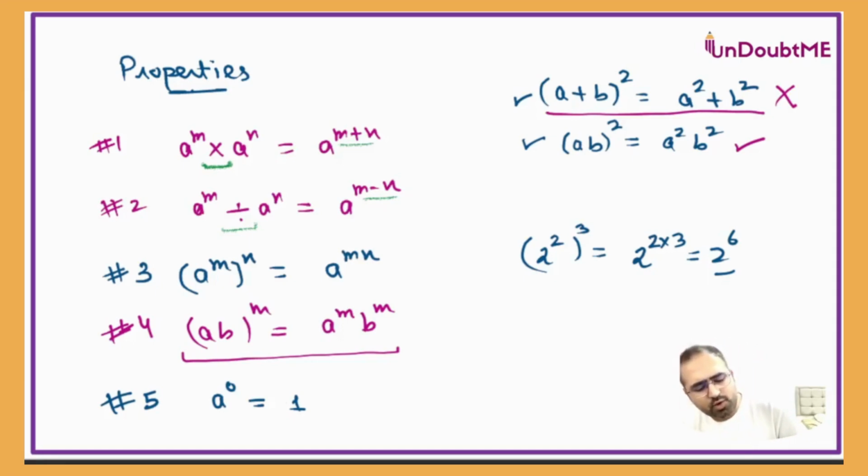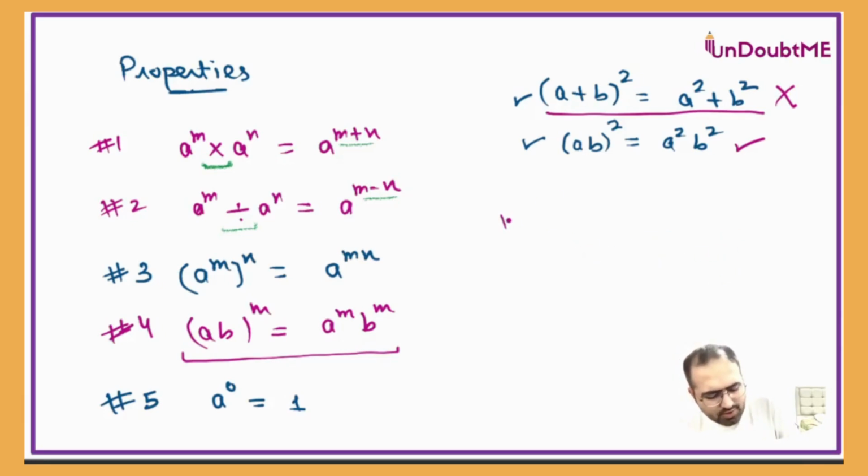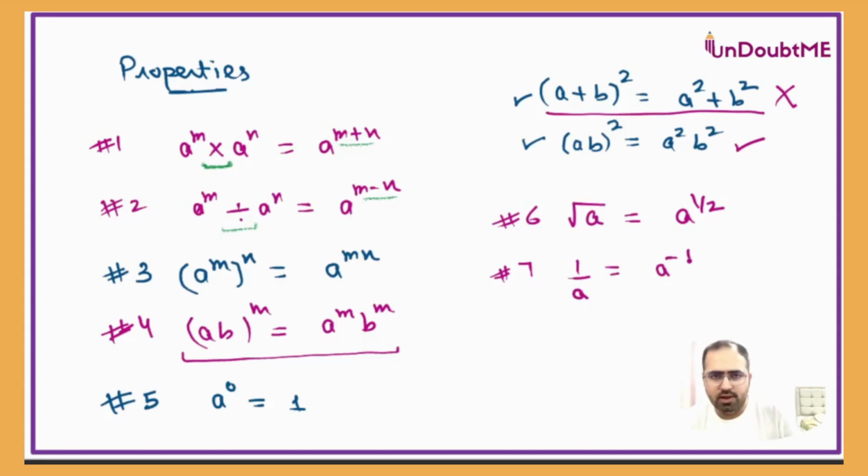Before moving towards the question, I will tell you one more thing, the last part, which is also a result only. If I have square root of a, then it will be written as a to the power 1 by 2. Fractional indices will be used over there. If I have 1 over a, then it will be written as a to the power minus 1. Whenever this comes up, the power becomes negative. 1 over a could be written as 1 over a to the power 1, so that will become a to the power minus 1.